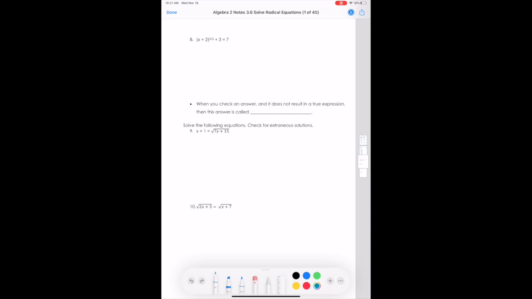Alrighty, number 8. First thing I need to do is get that 3 away, and then I can deal with the power next. So x plus 2 to the 2/3 equals 4. Then raise it to the 3/2, the reciprocal. X plus 2 equals the square root of 4 to the third power. Square root of 4 is 2, to the third power is 8, and then x just equals 6.